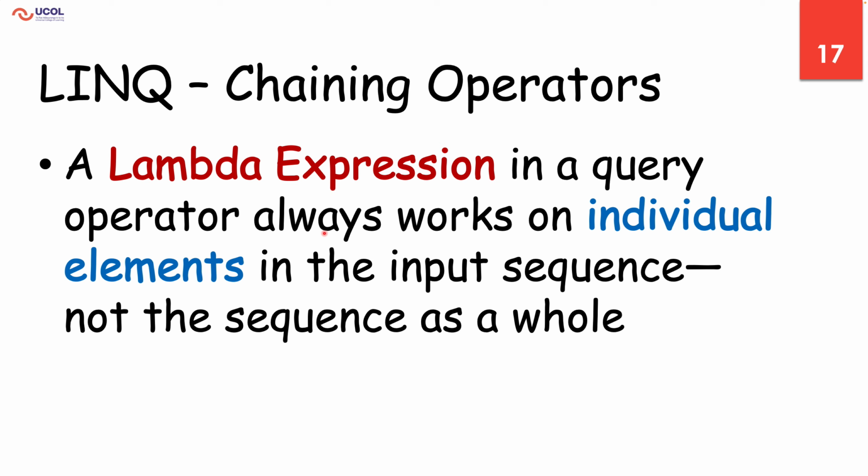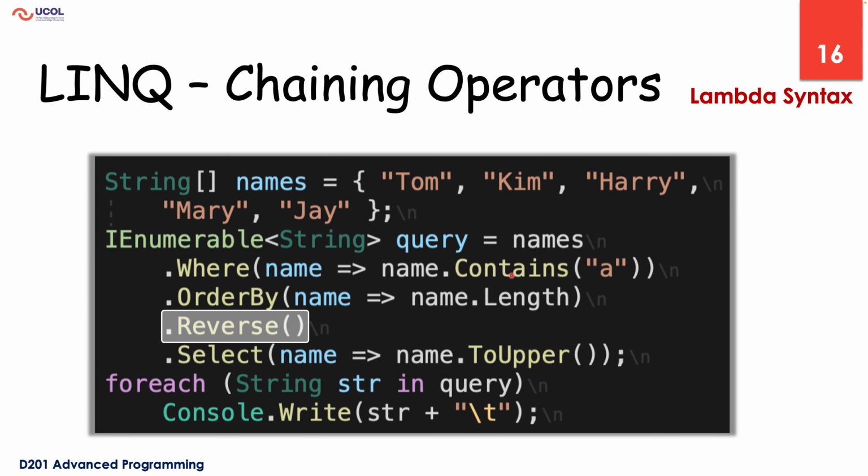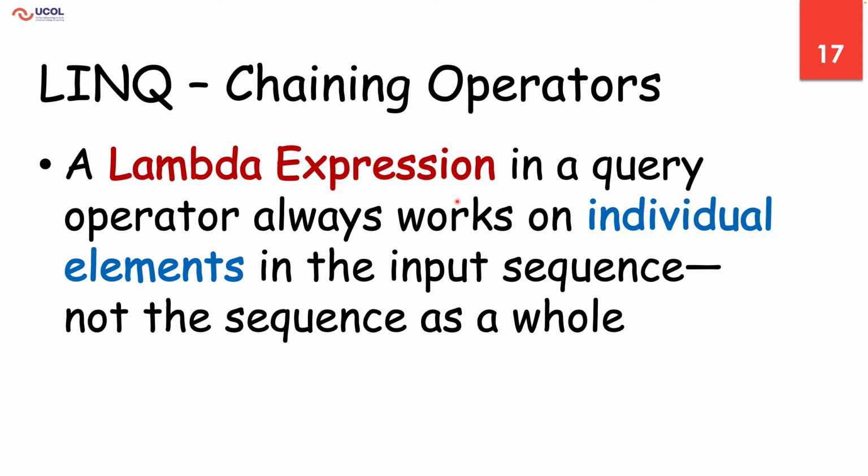A lambda expression in a query operator always works on individual elements in the input sequence. As we have seen, we say names, so it will look at Tom, then Kim, Harry, Mary, and Jay. It will look at individual elements, not the sequence as a whole. So it will look at individual elements in the sequence and apply the filters or ordering or selection.